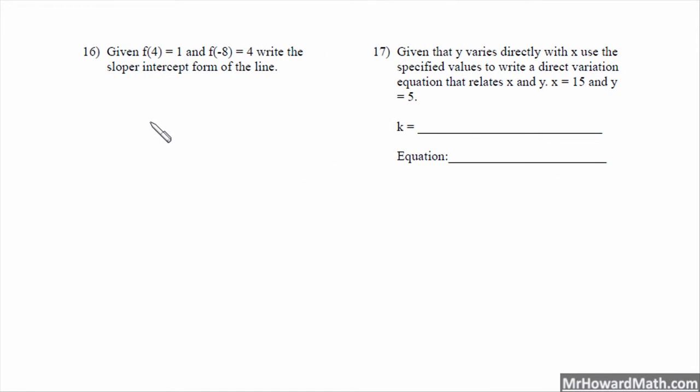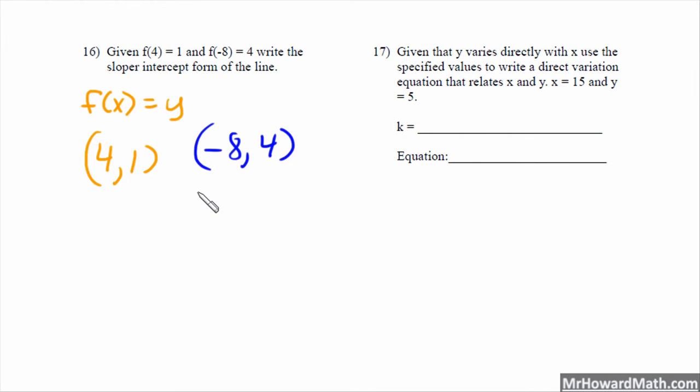Alright, now for problem 16 and 17. 16 says, given f of 4 equals 1 and f of negative 8 equals 4, write the slope-intercept form of the line. Okay, they're just giving me 2 points here. Remember our function notation, it's f of x equals y. So this first point right here is just 4, 1. The x is here, the y is here. This point right here would be negative 8, 4.